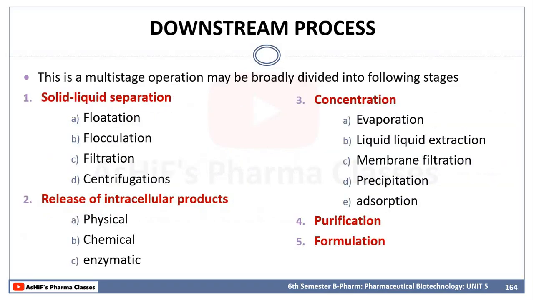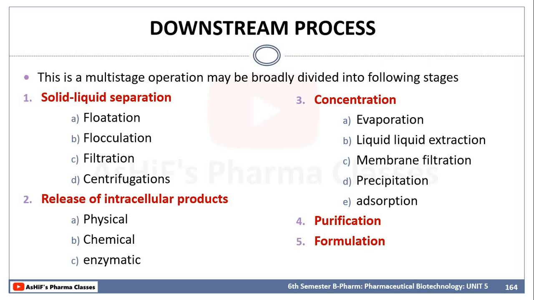So these are the basic steps involved in the downstream process. First we have to separate the solid from liquid, that is solid liquid separation. We have many methods like flotation, flocculation, filtration and centrifugation. And the second step is, once the solid is separated from the liquid, we have to release the intracellular products by either physical method, chemical method or enzymatic method. So we will get a solution.